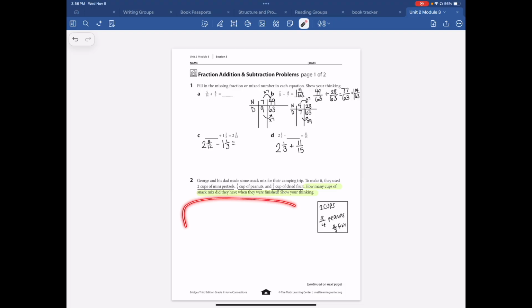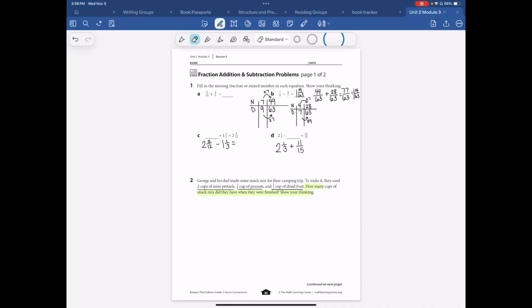So make sure you're showing all of your work in the space to do so. If you need to at any point, go back in this video and see how to use one of those strategies. Go ahead and rewatch it before you do problem number 2.